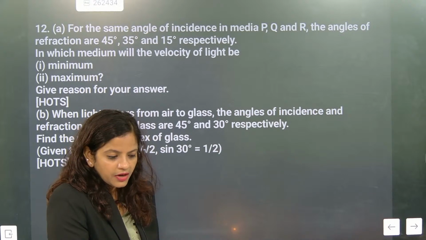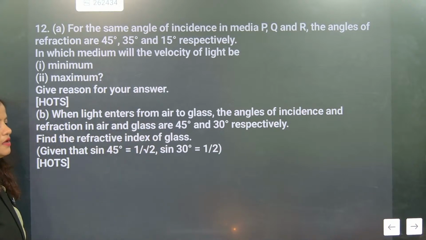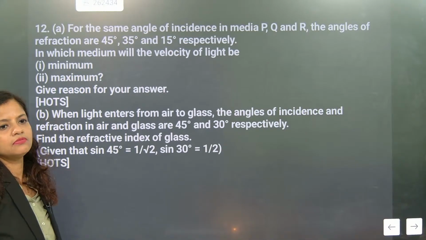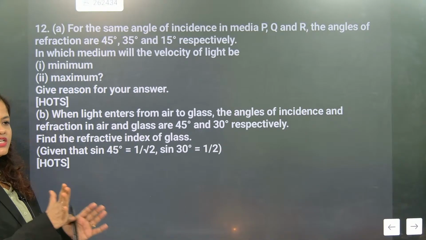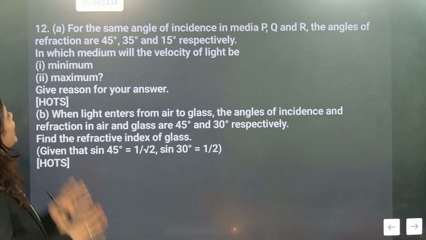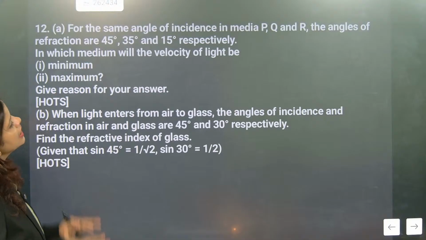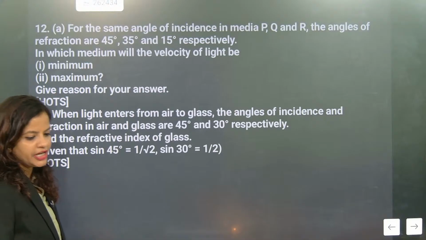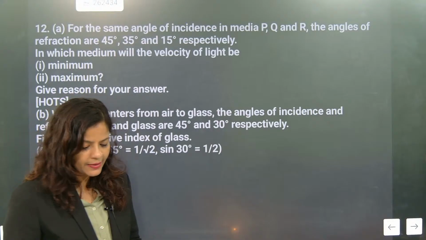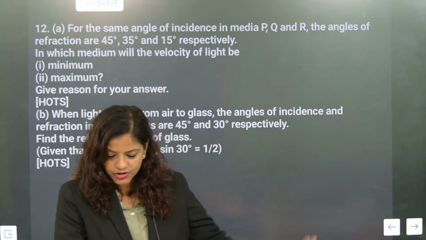Solve it. Try it. Read the question very nicely. For the same angle of incidence in media, the angle of incidence is the same. Media are P, Q and R. The angles of refraction are 45 degree, 35 degree and 15 degree. Come on, go for this question, please.